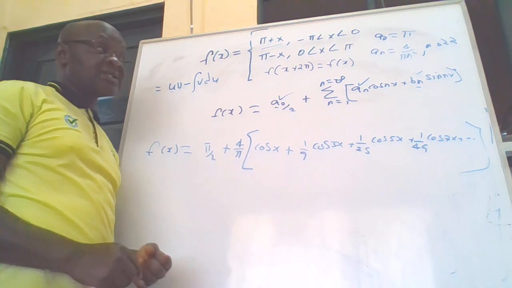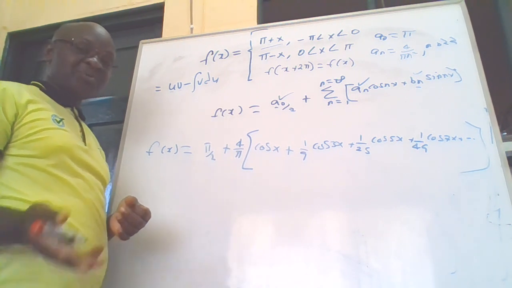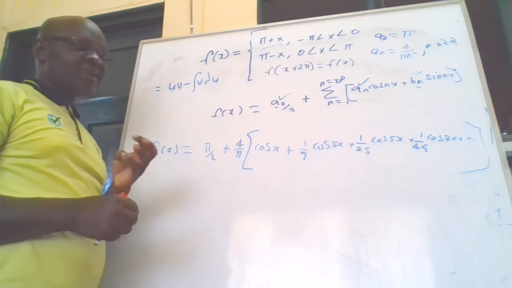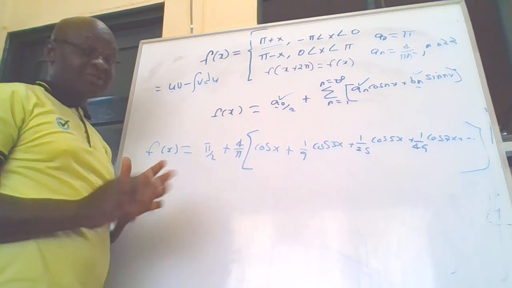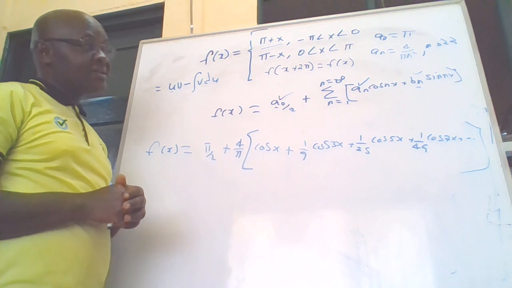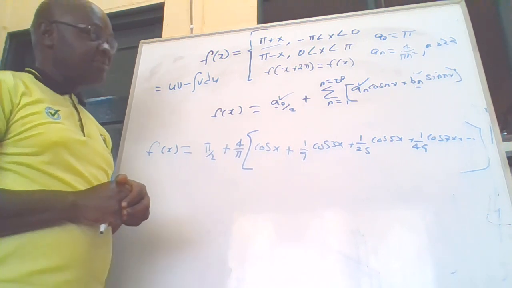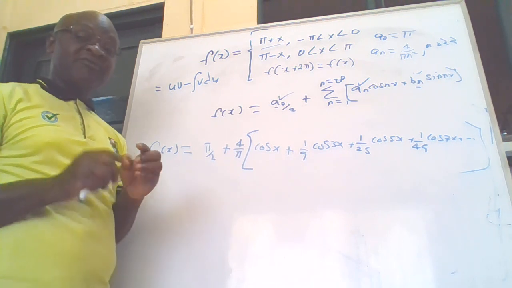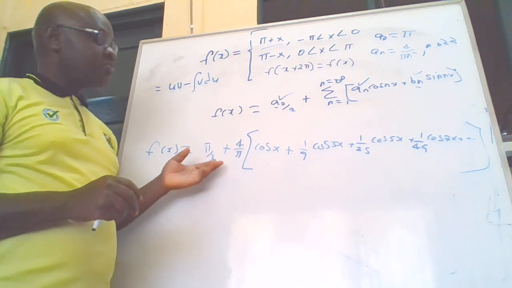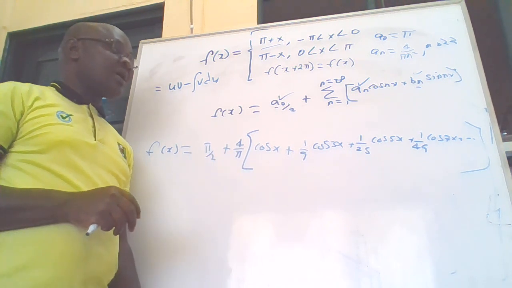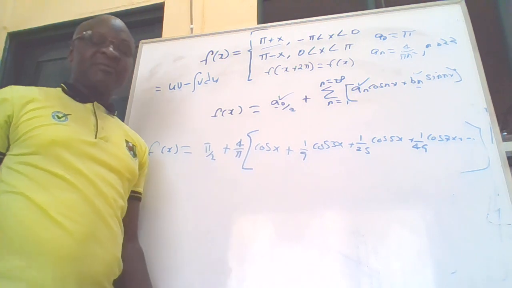So the most important thing with the Fourier series, you need to be patient, be very keen with the minor details, especially signs and brackets. This is where students normally make mistakes. But when you are patient and very keen with the minor details, you'll be able to come up with the Fourier series of any given function.